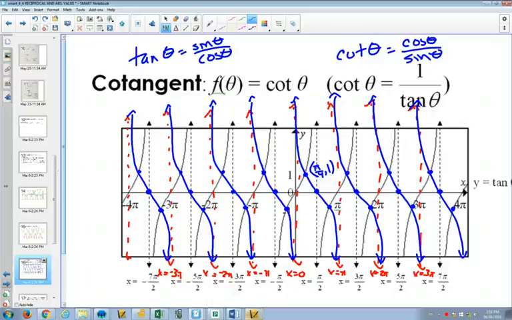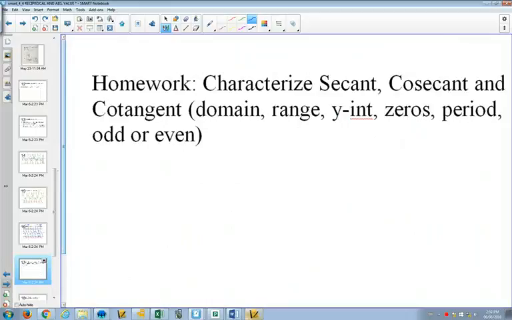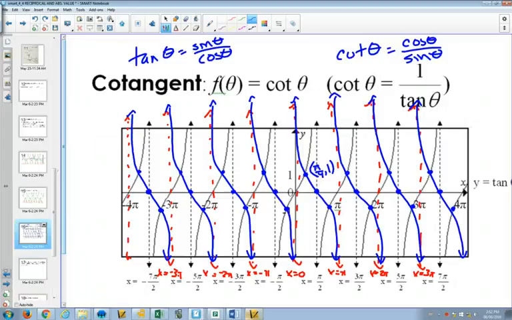Now what we're going to do to end is we're going to go back to each of our graphs, and we are going to characterize them. We're going to say what the domain, range, y-intercept, zeros, period are, and I'll teach you what odd and even means.